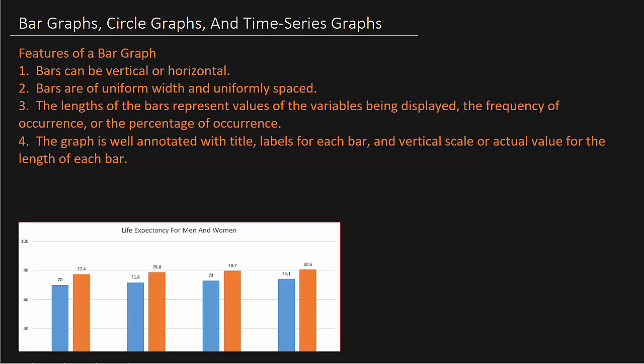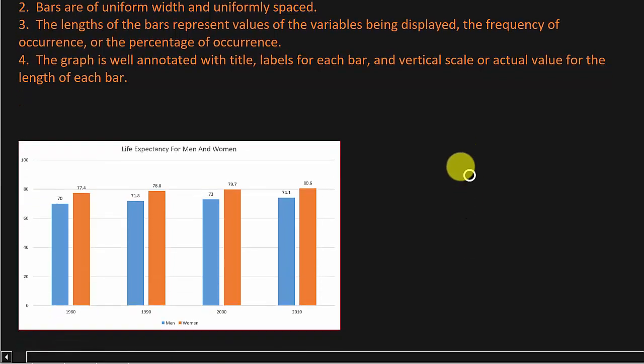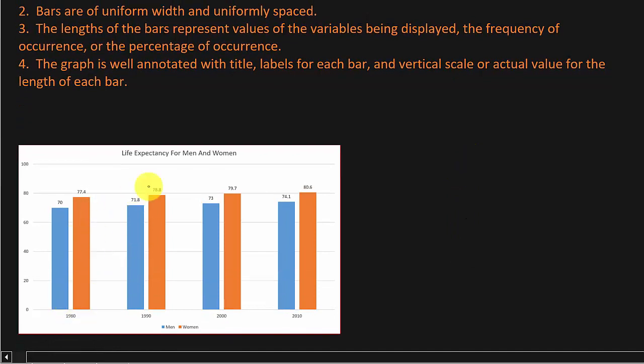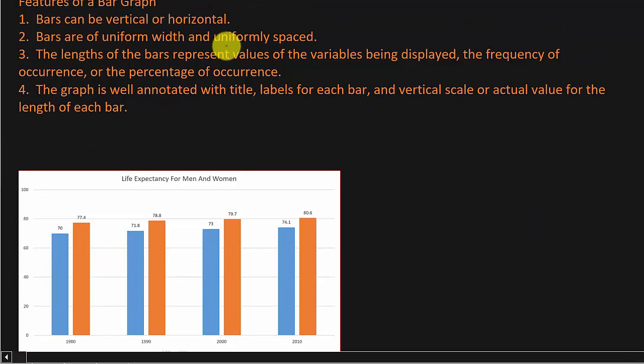Alright, so here we've got features of a bar graph. The bars can be vertical or horizontal, and you can see in this example here they're vertical. And we could draw them this way if we wanted to, horizontal. Bars are of uniform width and uniformly spaced. So the width of each bar is going to be the same. They're going to be equally spaced.